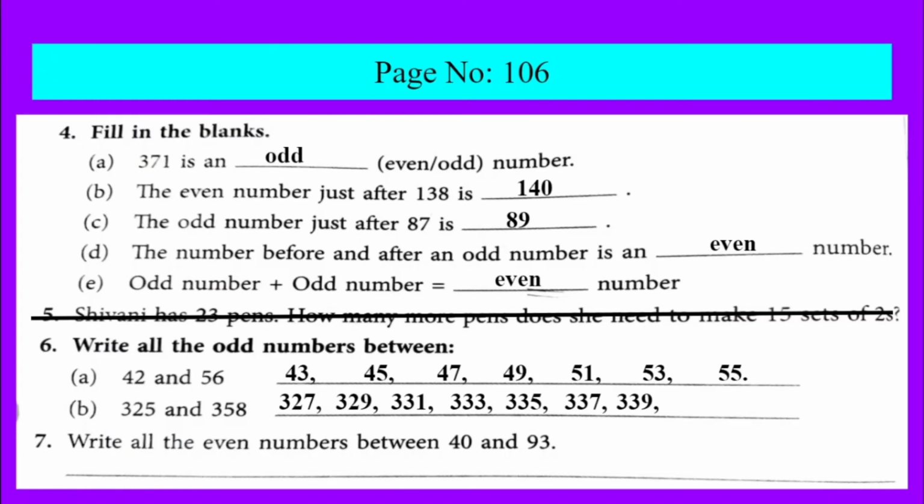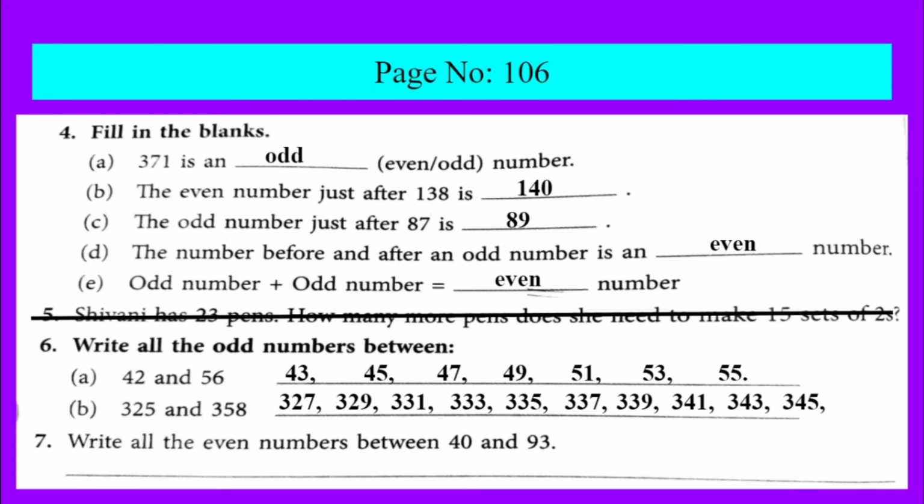So now after 339 the next odd number will be 341. So after 341 it is 342, which is even. So next number is 343. So it is an odd number, we can write it here. After 343 the next number is 345, which is also odd.